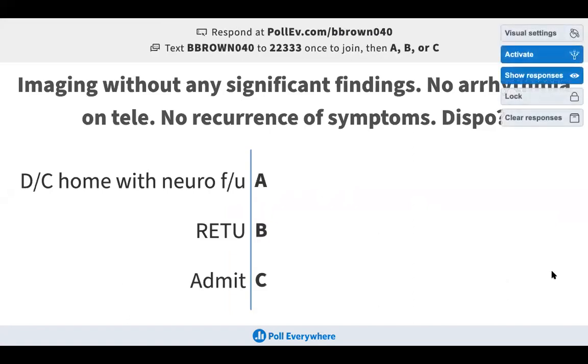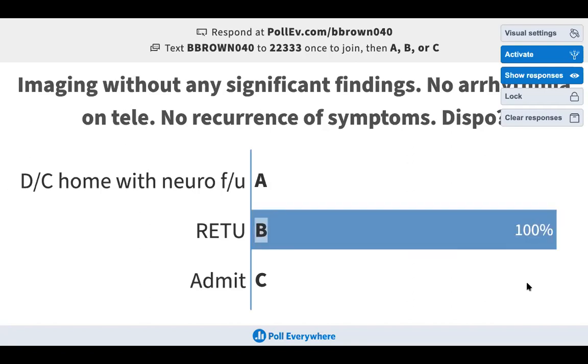All right, and so you did that. You did your non-contrast CT head and your CTA head and neck. It was negative. You've been watching him for, let's say, 3-4 hours. The telemetry is fine. He hasn't had any new symptoms. What would you do? Would you send him home with neurology follow-up, would you put him in the OBS unit, or would you admit him?